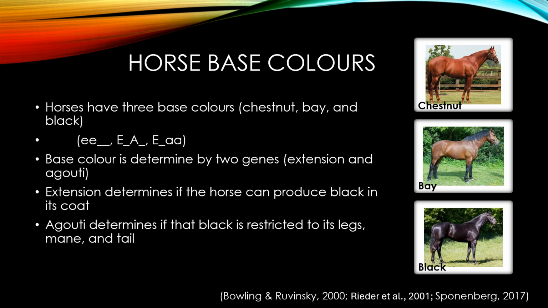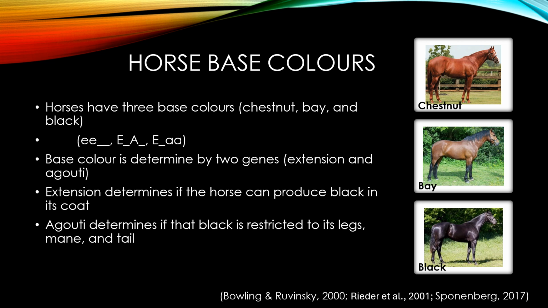Chestnut horses have two recessive extensions, meaning they can't produce any black pigment, so the agouti status doesn't matter. Bay horses have at least one dominant extension and at least one dominant agouti, and black horses have at least one dominant extension and two recessive agouti.